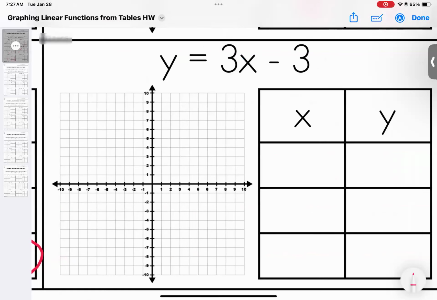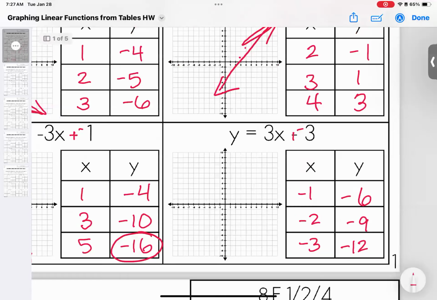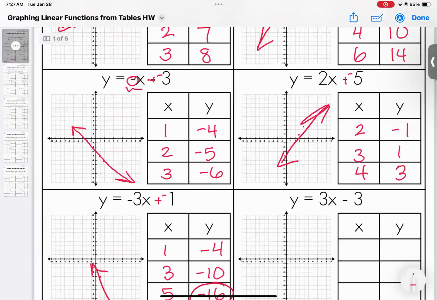Over here, let's do -1, -2, -3. Why not? Let's go in order. All right, so 1 times 3 is 3, but make it negative. -3 plus -3 is -6. 2 times 3 is 6, but negative. -6 plus -3 is -9. 3 times 3 is 9, but negative. Add them up, you have -12. Woo. Questions on the first page?